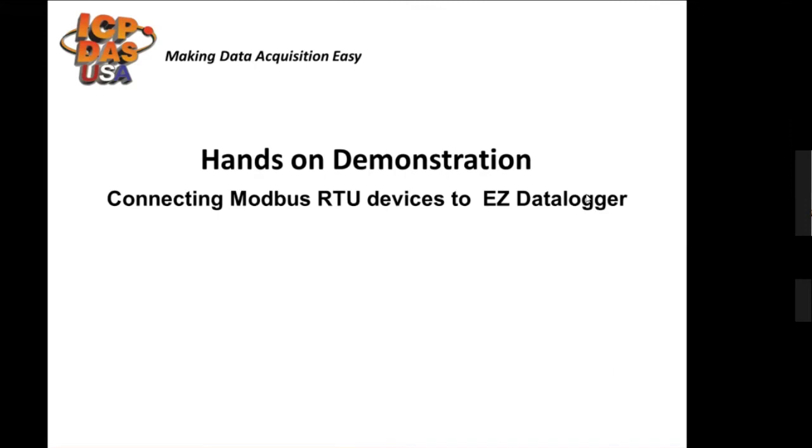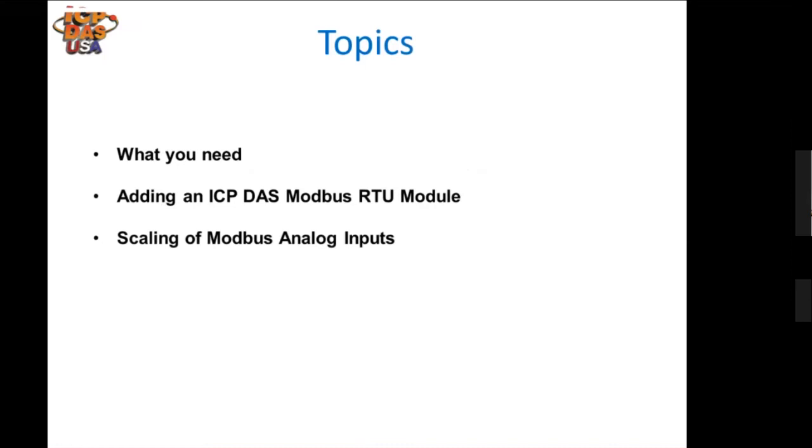Okay, for the hands-on demonstration, we will show you how to connect a Modbus RTU slave device to our Datalogger software. This particular module has analog inputs, so we will show you how to connect the analog inputs and how to scale the analog input values. The topics we will cover during this portion are what you need to log Modbus data in Datalogger, how to add one of our ICPDAS Modbus RTU data acquisition modules, and how to scale the Modbus analog data to display the correct value that corresponds with your analog input that you want to display.